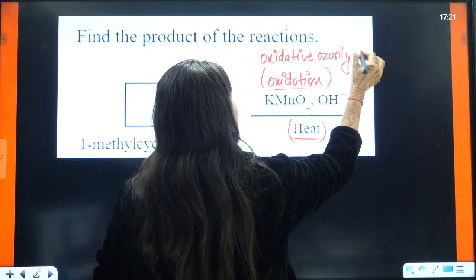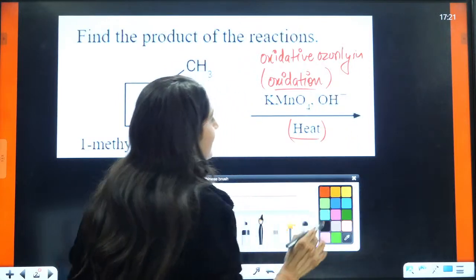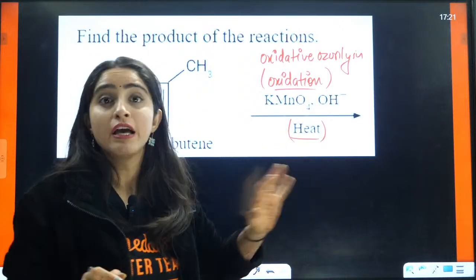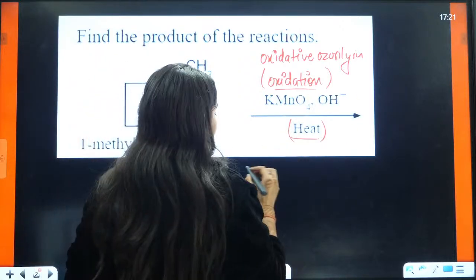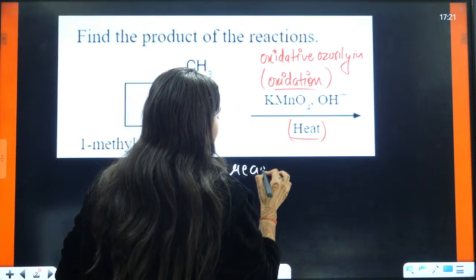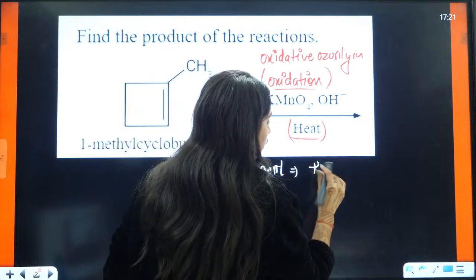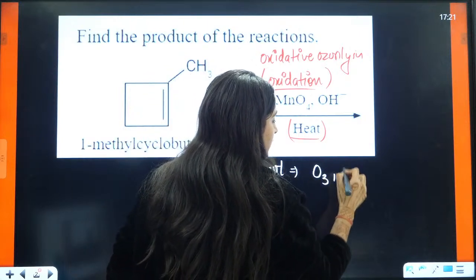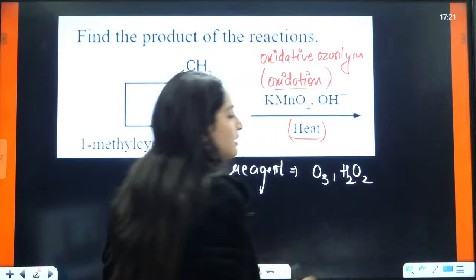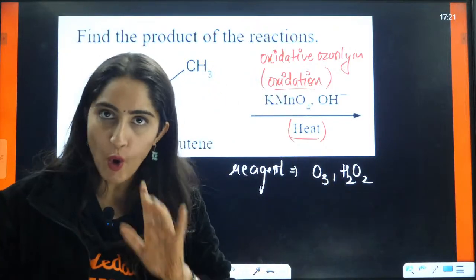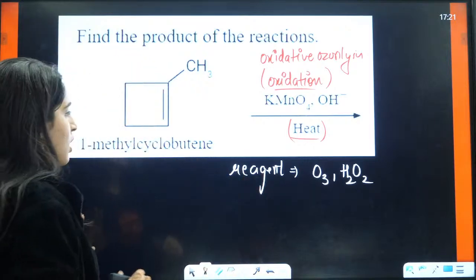So if, instead of writing KMnO4/OH negative, that means KMnO4 in alkaline medium with heat, they have written the reagent as O3 followed by H2O2, the answer would be the same, because this is called oxidative ozonolysis, right? Okay. Now, let us see how to answer this.